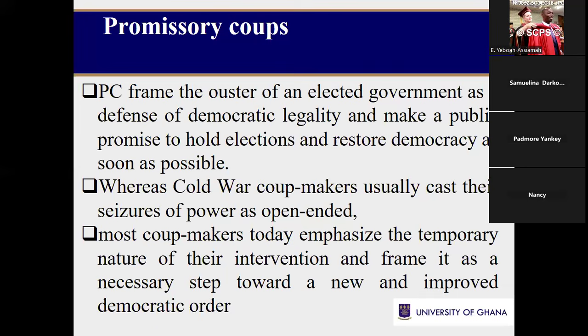Now, promissory coup, they frame the ouster of an elected government. When we talk of ouster, that is what? An attempt to overthrow a government. They want to oust the government. So they frame the overthrow of an elected government as a defense of democratic legality. And they make a public promise. They give an assurance to hold elections and restore democracy as soon as possible. That is what modern coup makers emphasize. They emphasize the temporary nature of their intervention, and they frame it as a necessary step toward a new and improved democratic order.